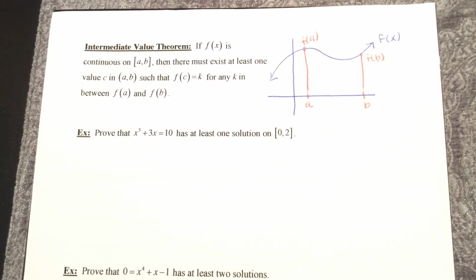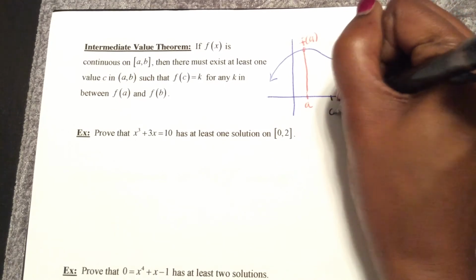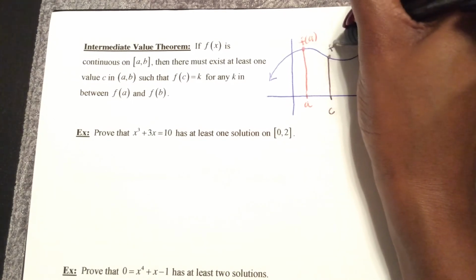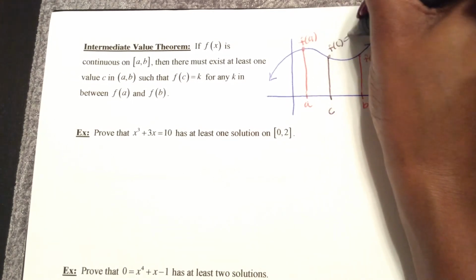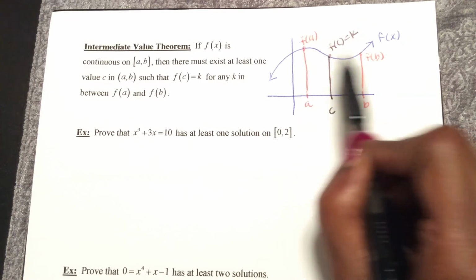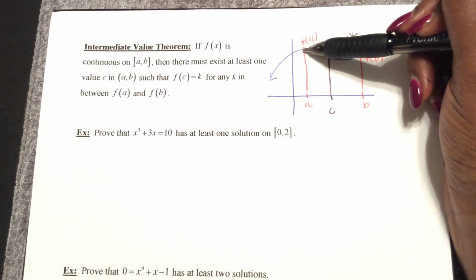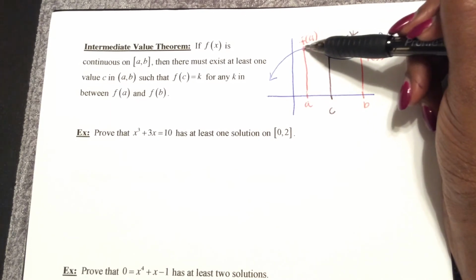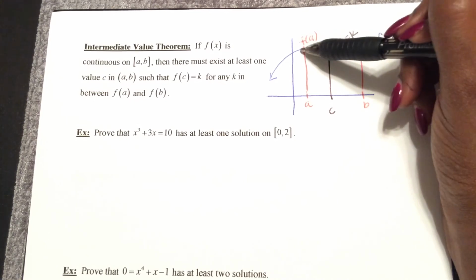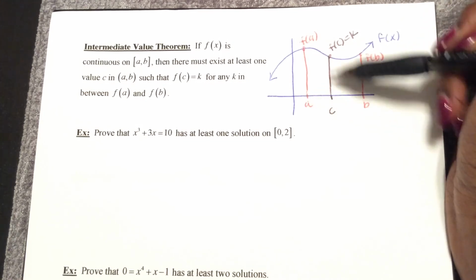So what they're saying is there exists some c value somewhere in between, it doesn't matter where, when we find f of c, which equals some k value, that this y value has to be somewhere in between these two y values. We can see it. If it's greater here and less here, there has to be some point in between these two y values where it's in between, and there's a c value in between these x values.